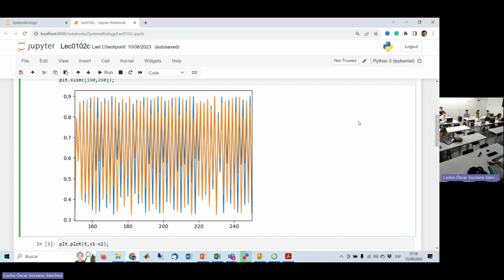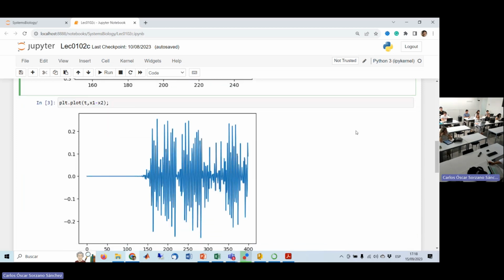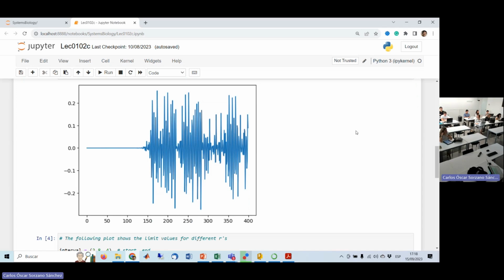This plot is not very convenient, so we can make the difference between the two. At the beginning they are very similar, but at some point they start deviating quite a lot from each other. This starts at around sample 120, and you may see the range there was 0.6, this range is 0.4. So the difference is huge.